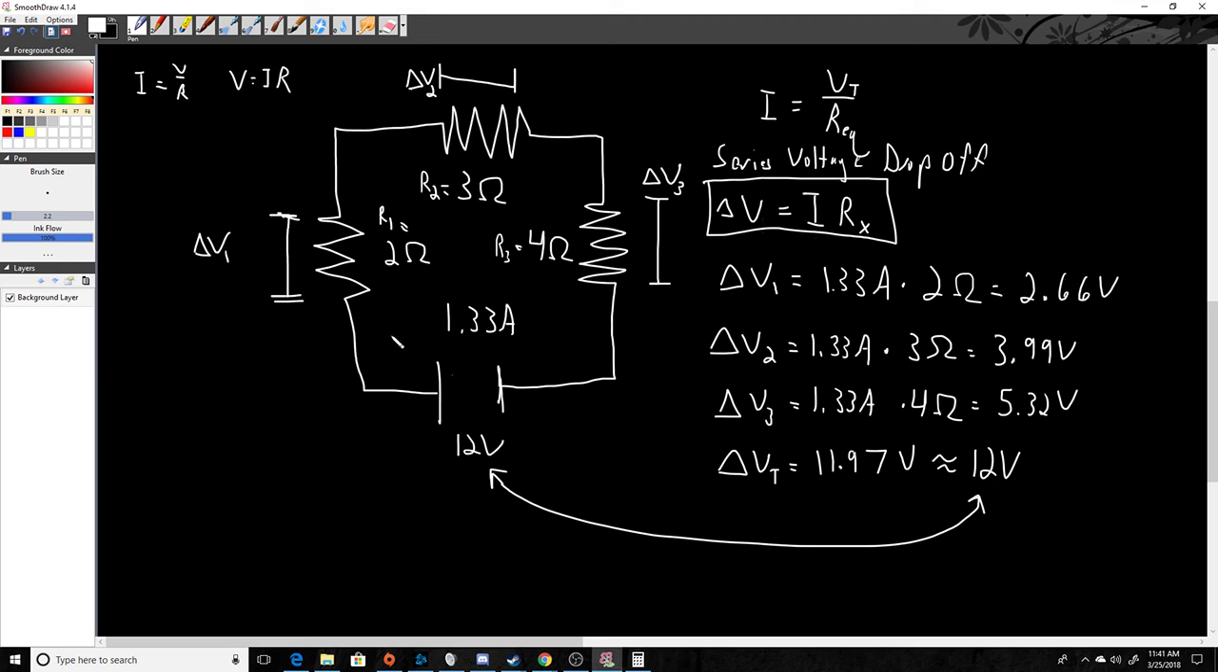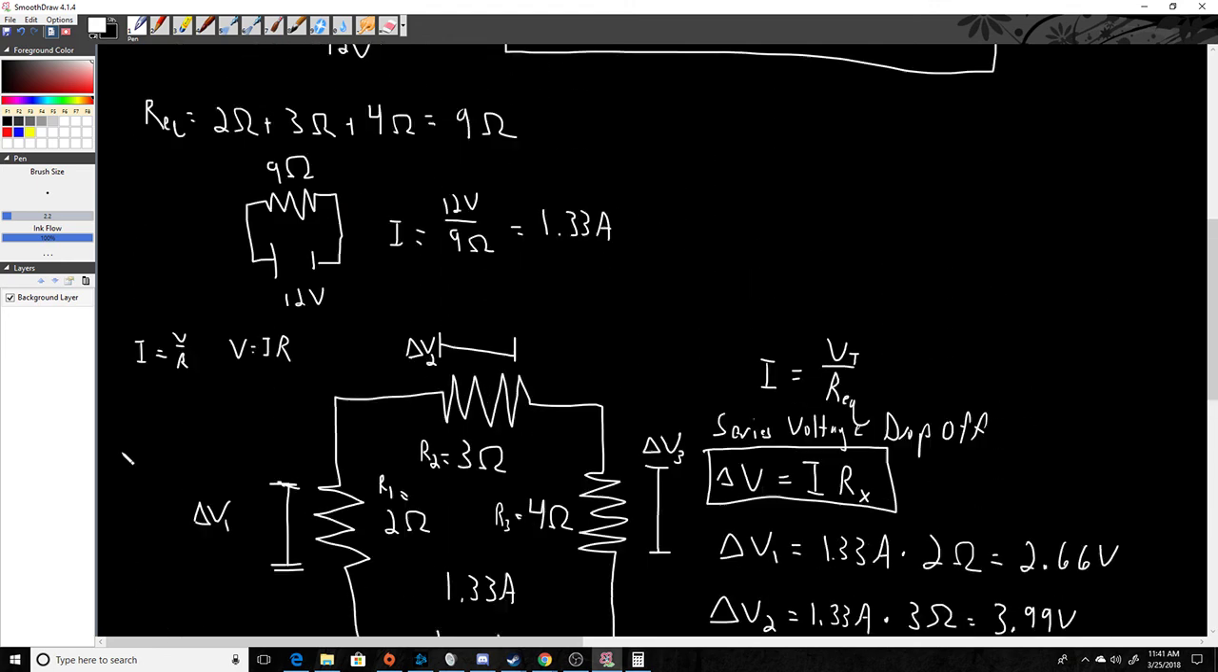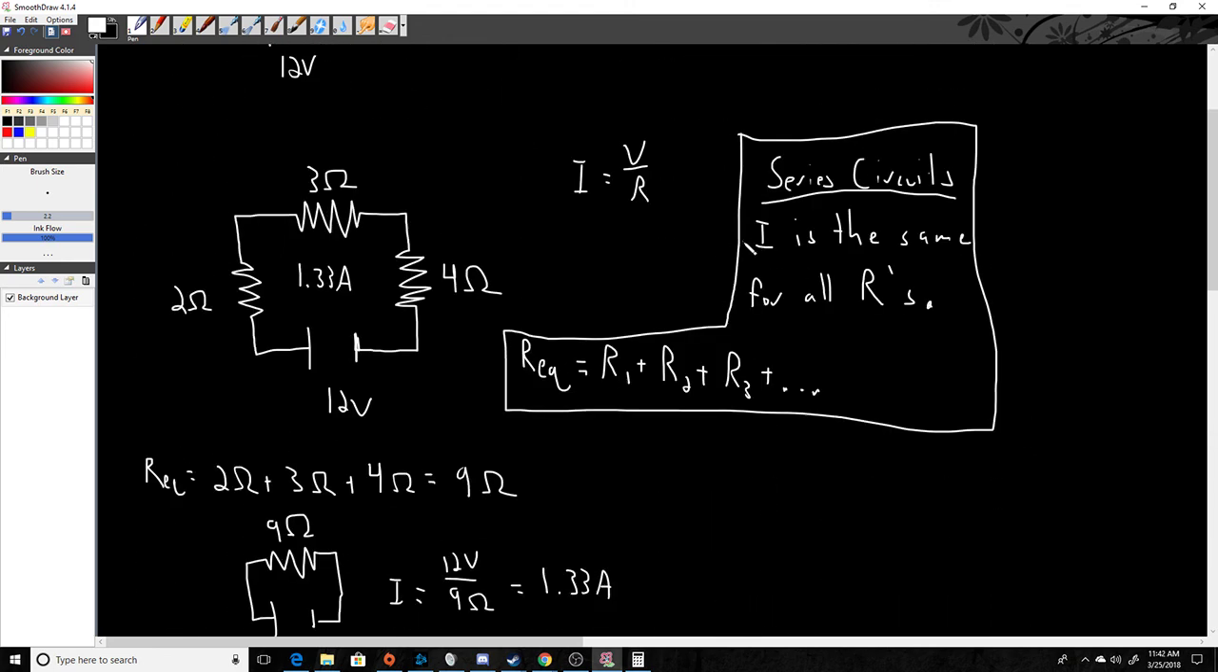Why do we see this voltage drop off? Essentially, the voltage across each resistor is different because the current's the same. Going back to Ohm's law, I equals V over R, if I solve for V, the voltage is I times R. Each resistor has a different resistance, so the voltage drop off is going to be different for each one. Once again, I cannot repeat this enough: the current in a series circuit is the same for all resistors. This point is super important when we're talking about series circuits.